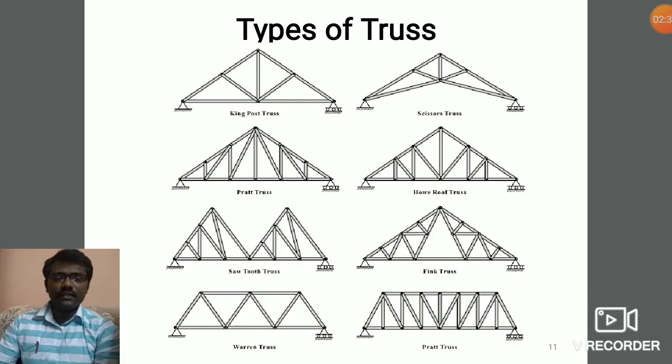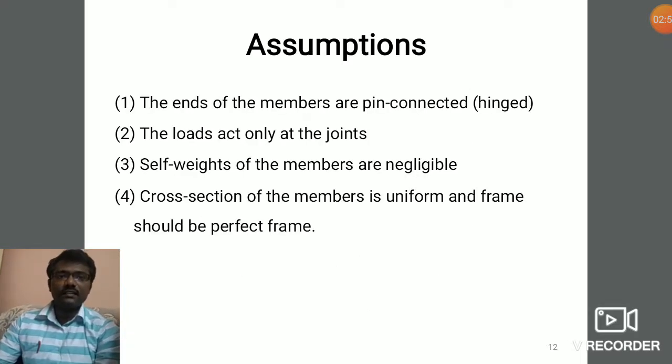And also, the types of truss can be classified based on the arrangement of members, that is king post truss, scissors truss, howe truss, hip roof truss, saw tooth truss, fink truss, and warren truss. So based on the arrangement of members, we can classify the trusses.